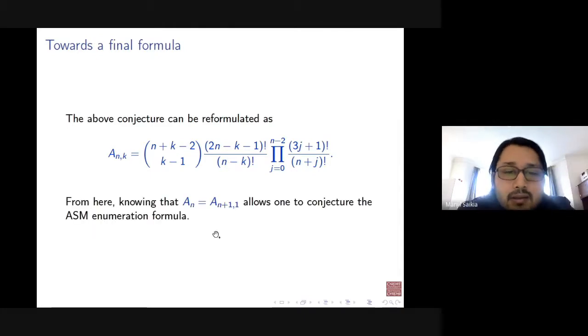Anyway, so from here, knowing that a_n equals a_{n+1,1} allows one to conjecture the ASM enumeration. So you just put k equal to 1, and for n you put n plus 1, and then you can get a_n. Okay, so this was some sort of historical remark.